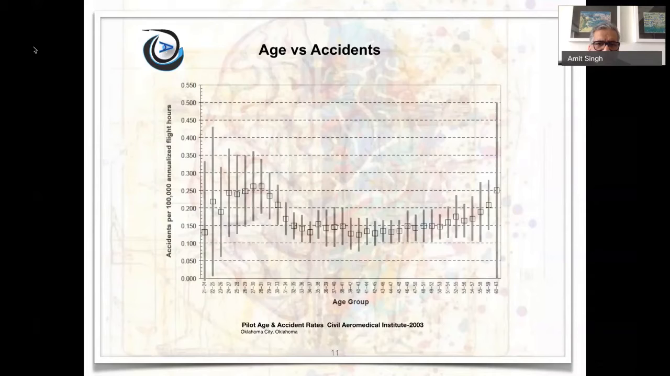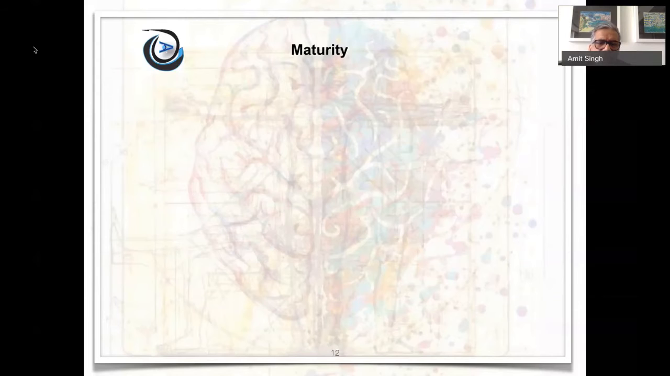On the left of the graph, till the age of about 30, the number of accidents are very high. Thereafter, they drop sharply till about 41, plateau, and then they start rising around 63. So what is the correlation here? There's another study which is based on the maturity of the amygdala. When you combine the two studies, then you can see the reasoning behind it.